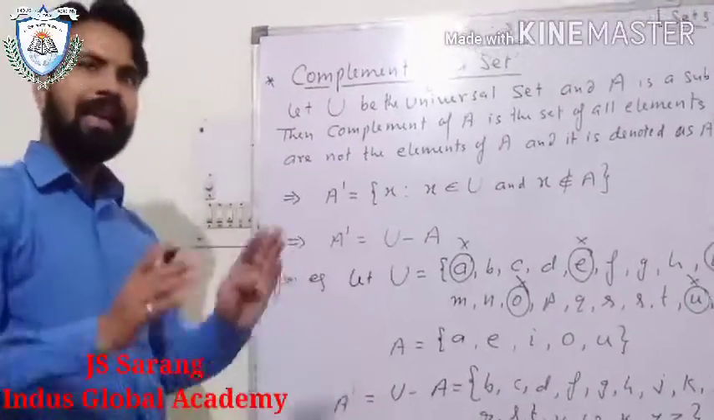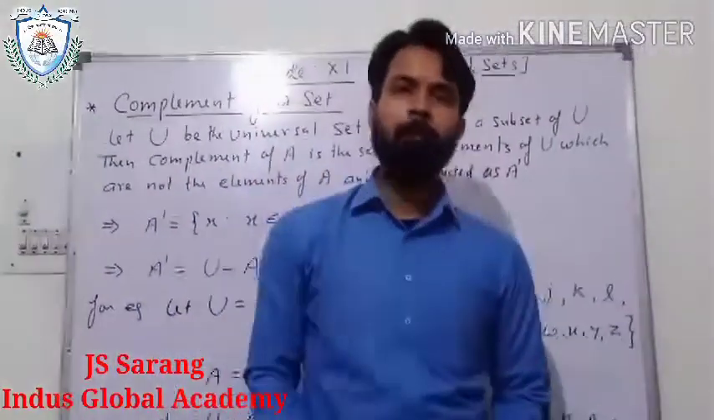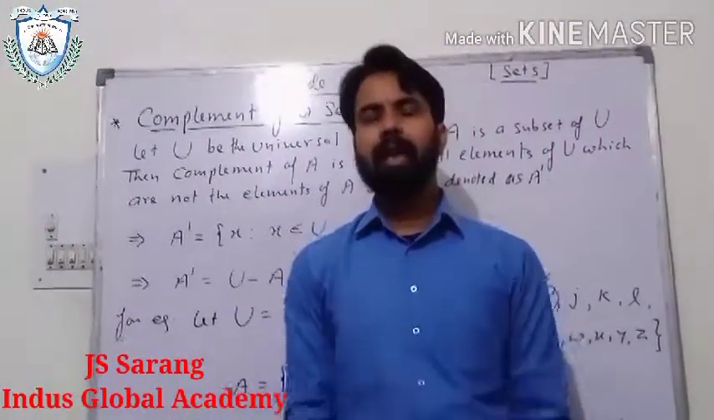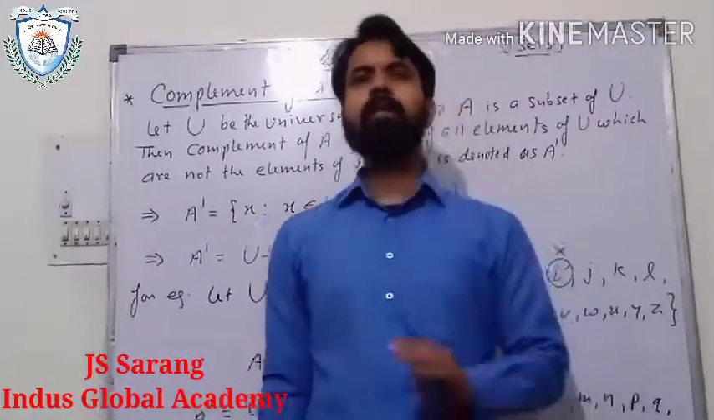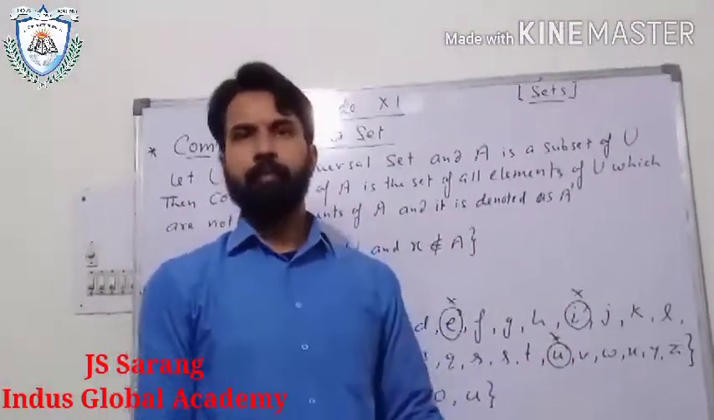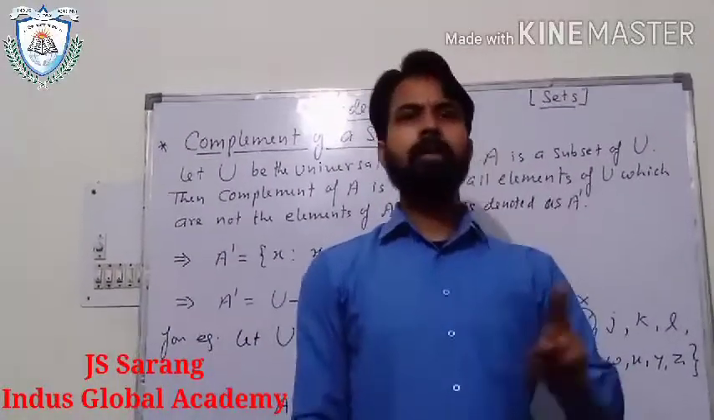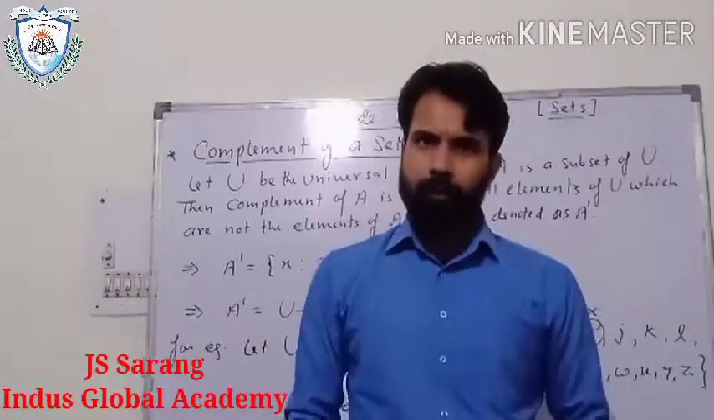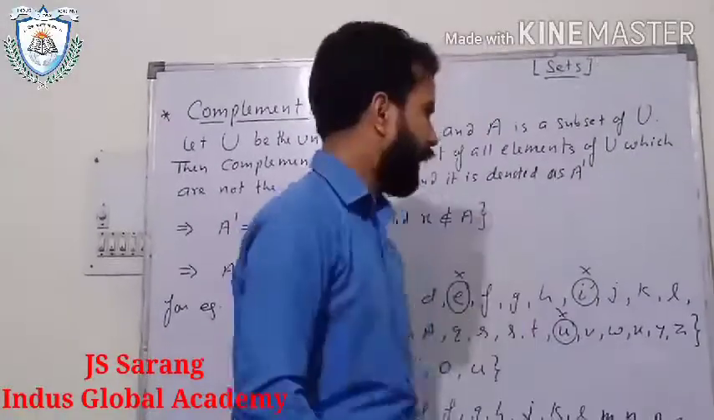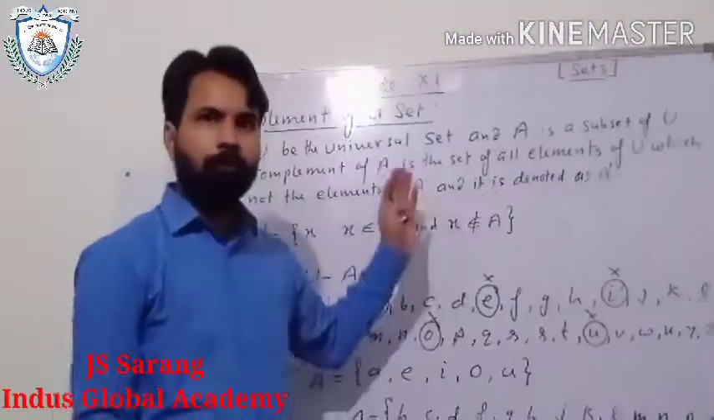Clear? So again I am explaining to you, the complement of set A is the set of all the elements of the universal set which are not present in set A. Understood? Mathematically, A complement is U minus A. Is it clear to everyone? Okay, let's take one question related to the complement of sets.